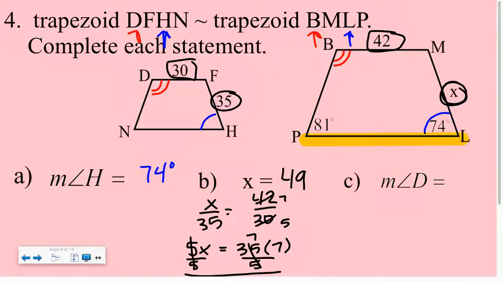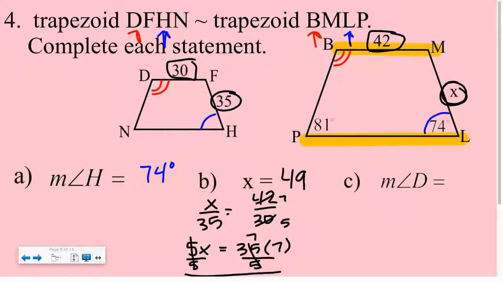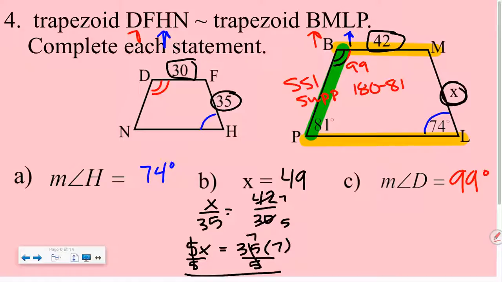Trapezoids. If this thing's a trapezoid, what do I know about those yellow lines? They're parallel, right? That's the definition of trapezoid. So then this green segment would be called my transversal. So angle B and angle P would be classified as... which means they're supposed to be 180. So then 180 minus 81, and then that means that angle D has to be 99. Does that make sense? Yeah. Cool. Totally. Okay, flip it over.